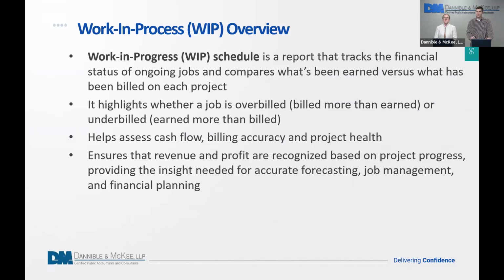So here's a bit of an overview on the work in progress schedule. It's a report that tracks the financial status of ongoing jobs and also jobs that have been completed during the year, and it compares what's been earned versus what's been billed on each project. It highlights whether a job is overbilled, whether you've billed more to your customer than you've earned, or whether you're underbilled, whether you performed more work and have not yet sent out your most recent progress bill or final billing to your customer. This helps assess the cash flow of the company, the billing accuracy, and the overall project health of the individual jobs on the work in process schedule.